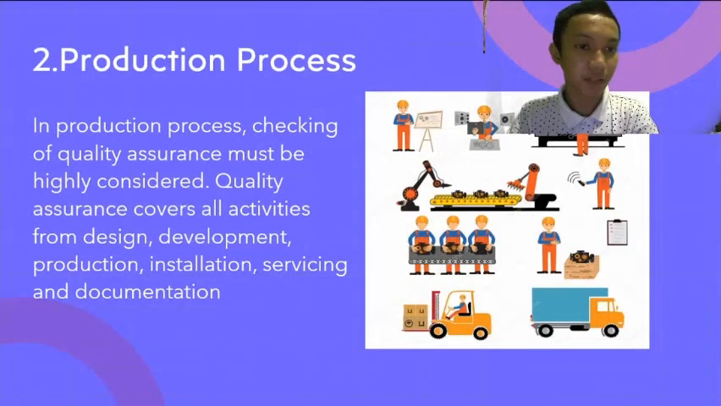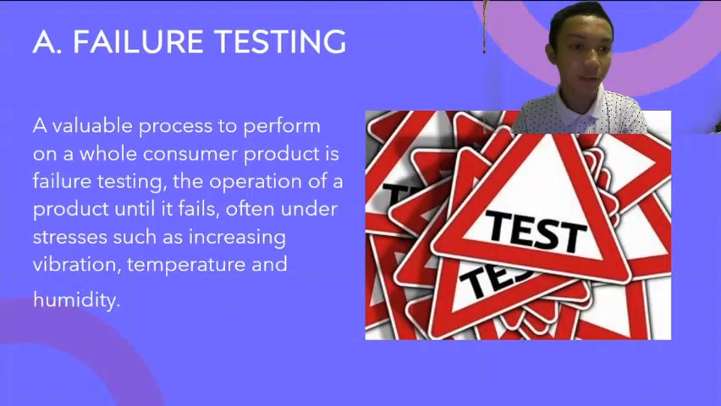2. Production processes. In production processes, checking of quality assurance must be highly considered. Quality assurance covers all activities from design, development, production, installation, servicing, and documentation. Failure testing, a variable process performed on a whole consumer product, is the operation of a product until it fails, often under stress such as increasing vibration, temperature, and humidity.